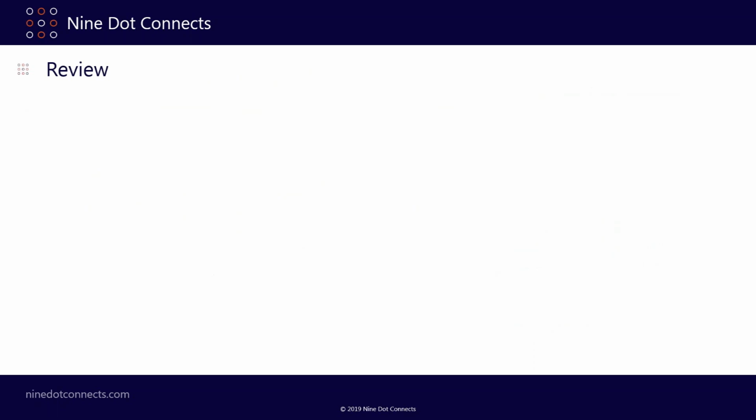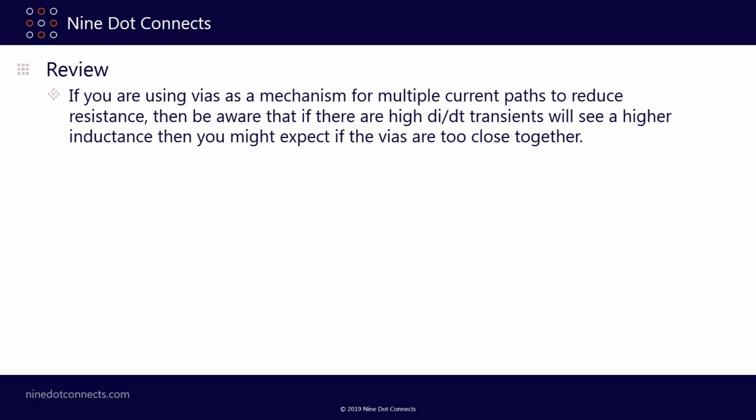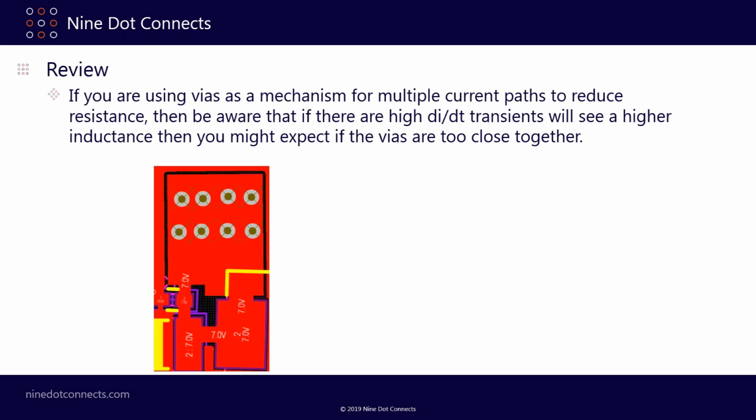Now let's do a little review of exactly what we just tried to cover, because I know I covered a lot of material. If you're going to use vias as a mechanism for multiple current paths to reduce resistance, then be aware that there are high di/dt transients, and they will see a higher inductance than you might expect if the vias are too close.